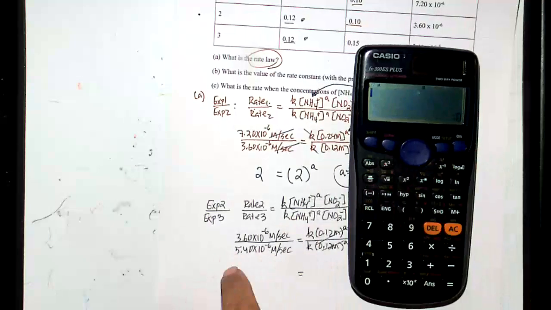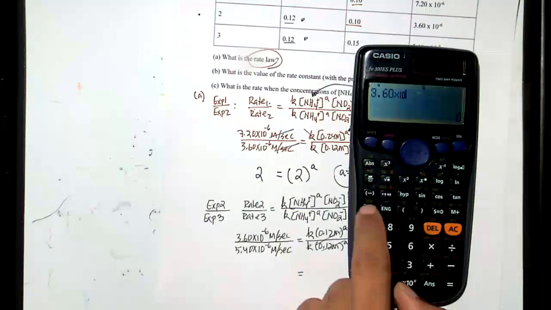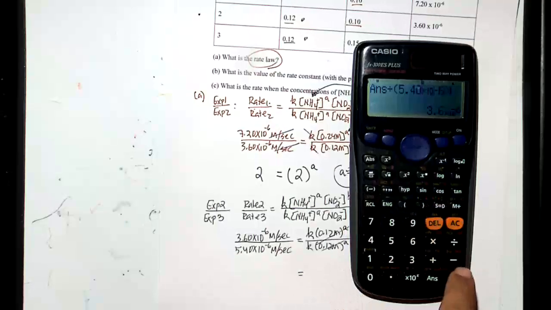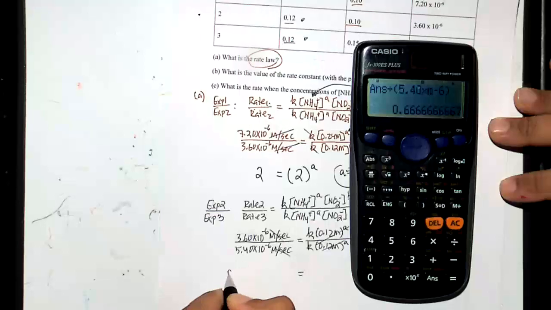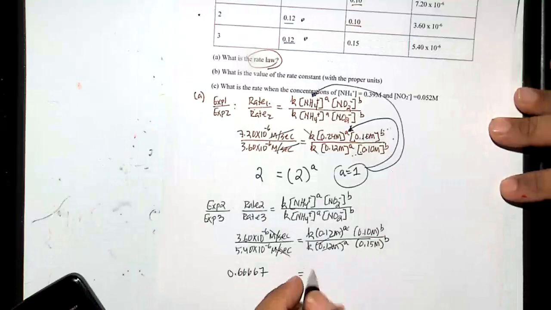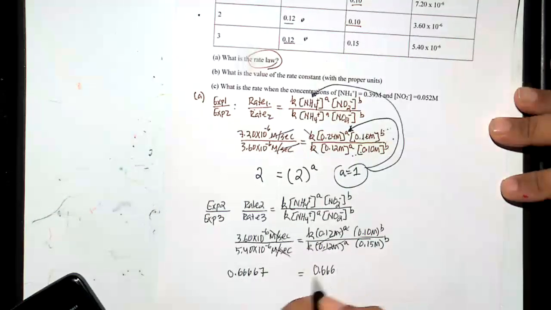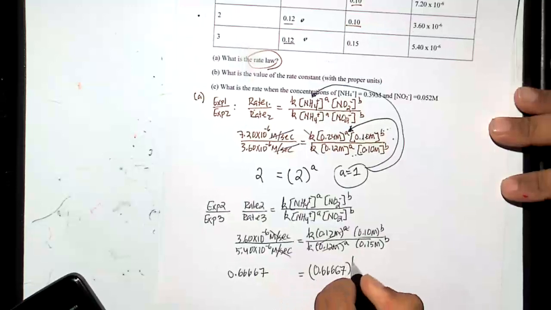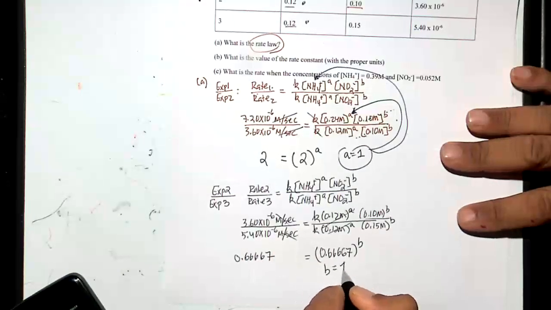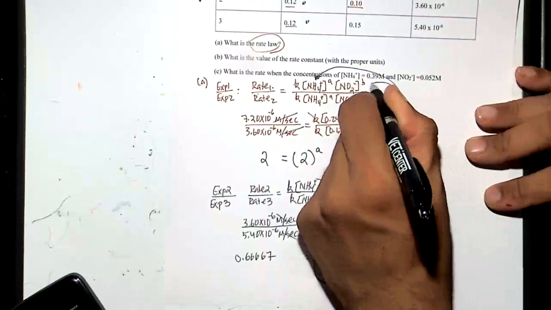Okay, let's do 3.60 times 10 to the minus 6 divided by 5.40 times 10 to the minus 6. So this is 0.66667, which is 2/3. And this is 0.66667 raised to the power of b. So what do you think b is, this exponent? 0.66667, or 2/3 to the power of 1, is equal to 2/3. So b, just like a, is 1.